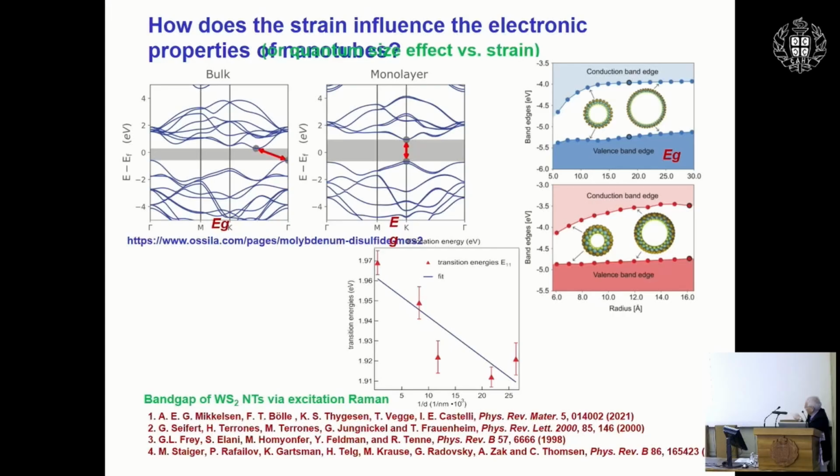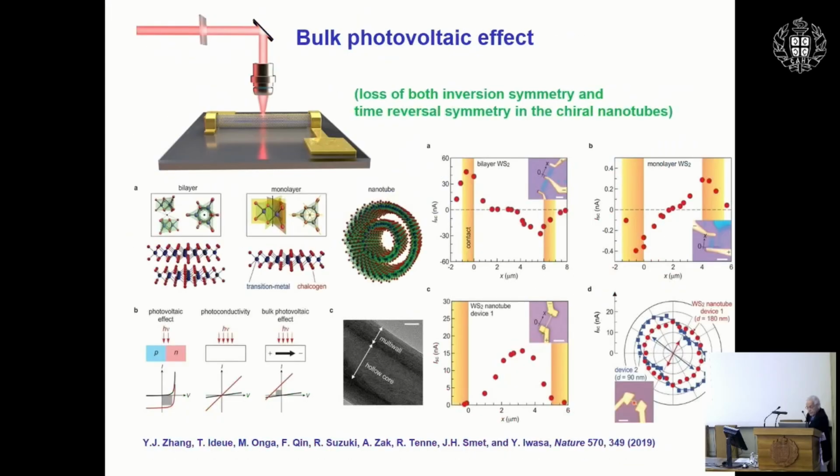So this was a very nice demonstration of the shrinkage of the band gap owing to strain effect in tungsten disulfide nanotubes. And let me go now to another effect. This is the bulk photovoltaic effect. We studied several optical and electro-optical effects. We are not experts, so we always collaborate with other research groups.